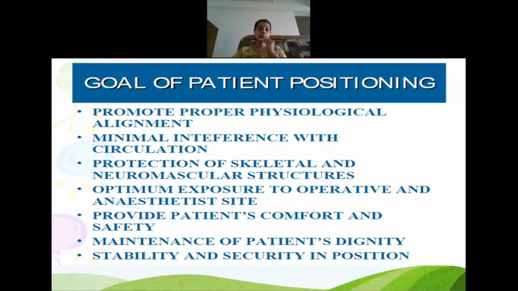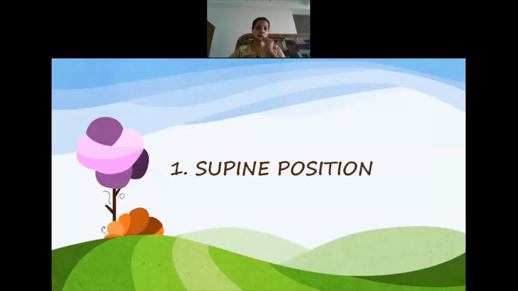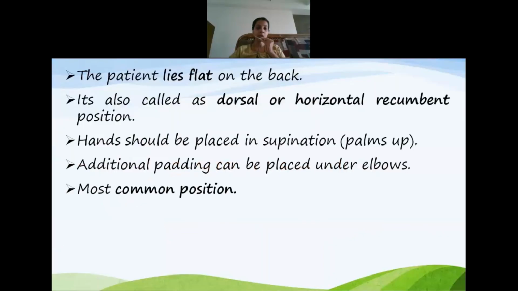Okay. Next is regarding different surgical positioning. Now there are different positions that are used in the OT. First one is the supine position. Now all of you are aware of what a supine position is, isn't it? Supine position means you make the patient lie flat on the back. Okay, and in this you can keep the hands with the palms facing upwards, which is referred to as supination. So hands should be placed in supination. This supine position is also referred to as the dorsal or horizontal recumbent position, and this is the most common and the most comfortable position.